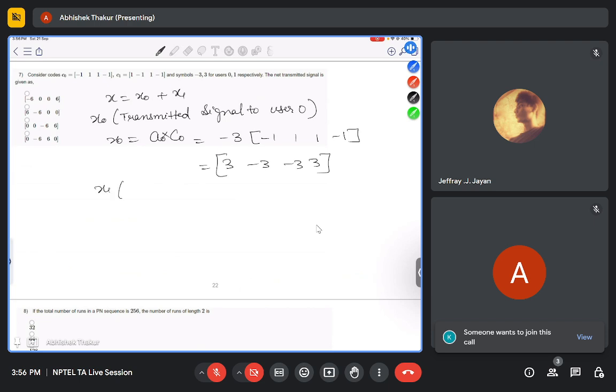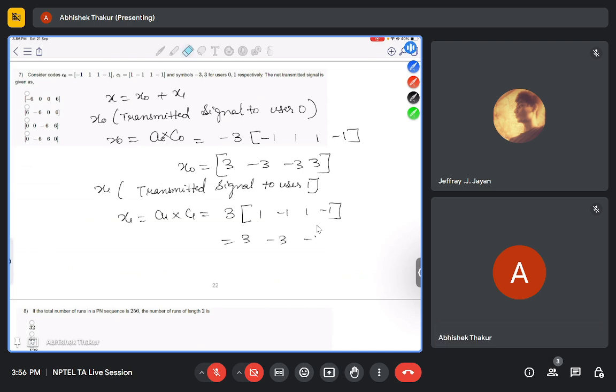Now x1 is the transmitted signal to user 1. So x1 is equal to a1 into c1, that is equal to 3 into 1 minus 1 1 minus 1. So 3, minus 3, plus 3 and minus 3. x is equal to x0 plus x1. So finally we will get 6, minus 6, 0 and 0. So the net transmitted signal is given as 6, minus 6, 0, 0. So option B is the correct answer for this question.